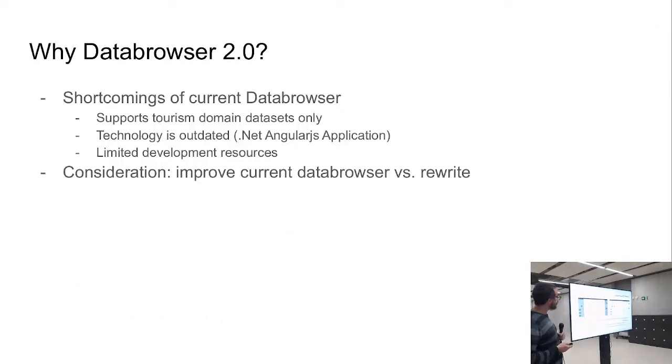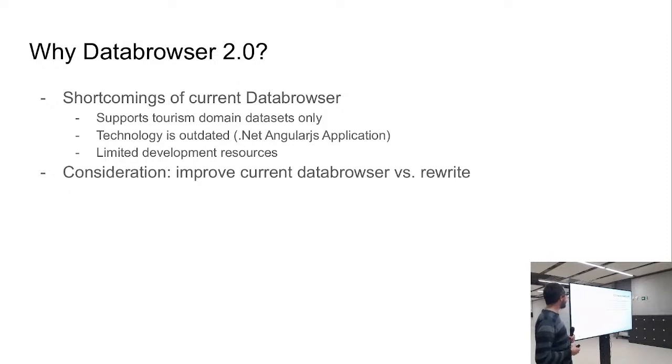Now the question is, why Data Browser 2.0? We have something working. Why put it away and make something new? There are some shortcomings of the current data browser. One is that it supports the data from the tourism domain only. So this is a problem, but it may be solved by just implementing support for the mobility domain. Nobody says that this is not possible. It's possible.